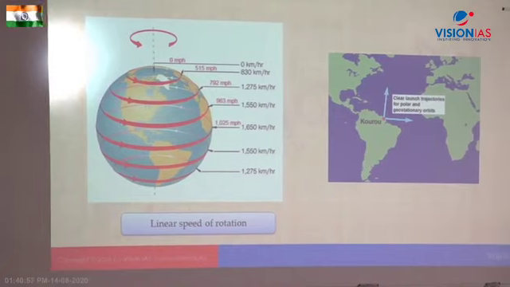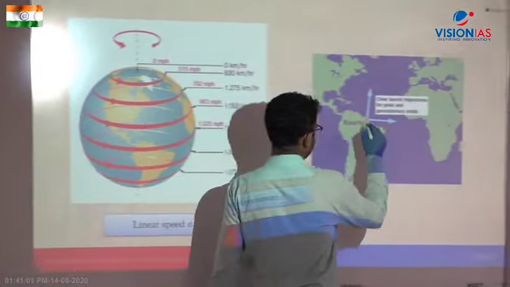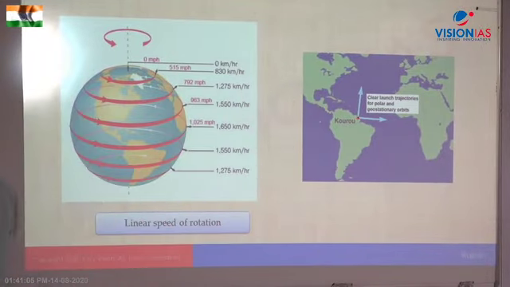And which is that location? Kourou, exactly located near the tip here, near French Guiana. It's located in French Guiana. That's the country's name. So that is related to rotation.